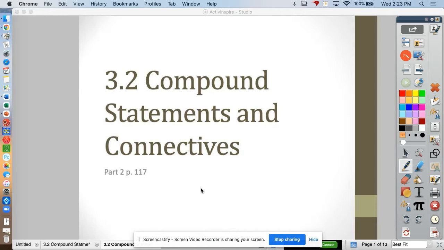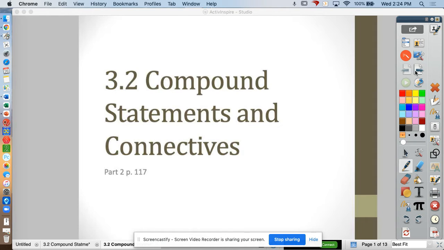So this is again about compound statements with connectives such as and, or, if then, if and only if. In the last lesson, we had two simple statements and we put those together. Now sometimes you might get three of those statements, or you want to combine two of them to make a point, and then it is combined with another part.